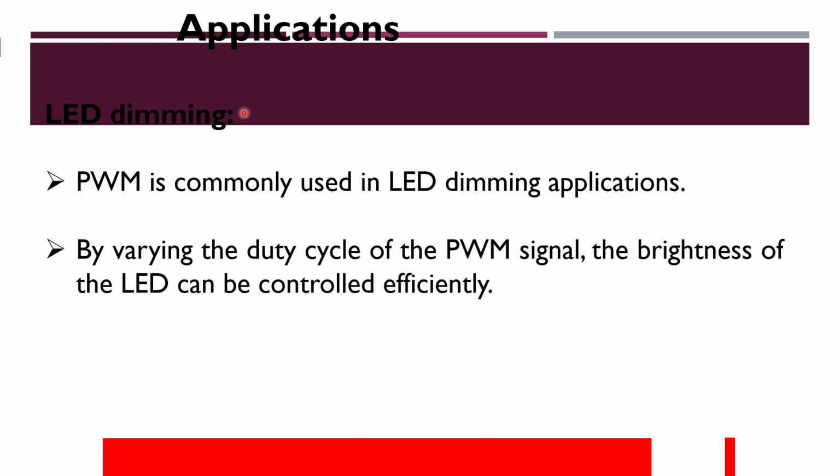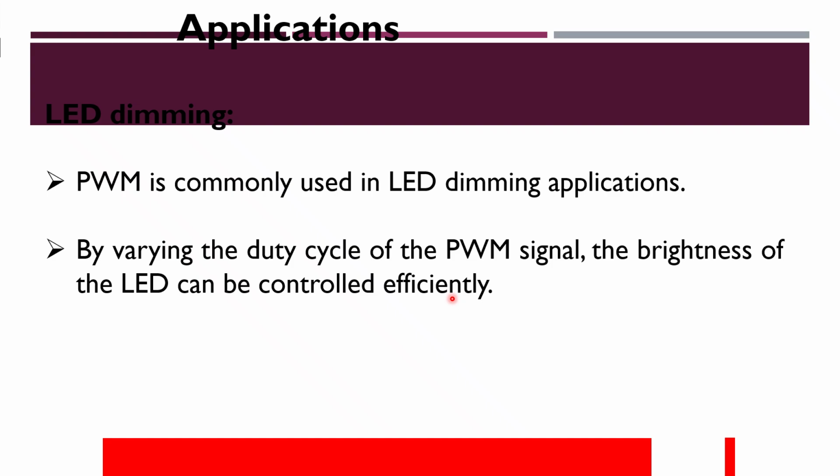Again, LED dimming. What is the application for LED dimming? PWM is commonly used in LED dimming applications. LED dimming applications are also called the breathing effect. So by varying the duty cycle of PWM, the brightness of the LED can be controlled efficiently. That is, it is assumed in the program by giving 0, 25, 50, 75, and 100. So when you give 0, it glows a little, then 25 it glows a little more. For 50 it goes to half of its brightness. Again 75 more than that, then 100 it will give you full glowing.